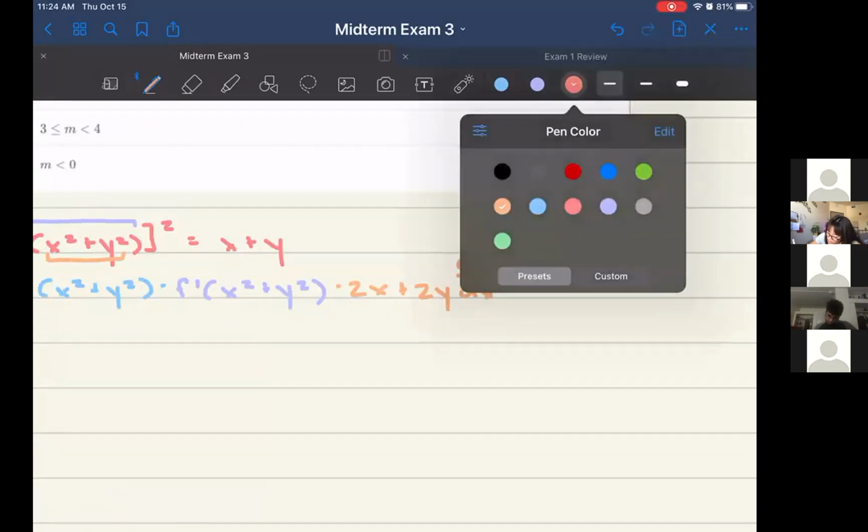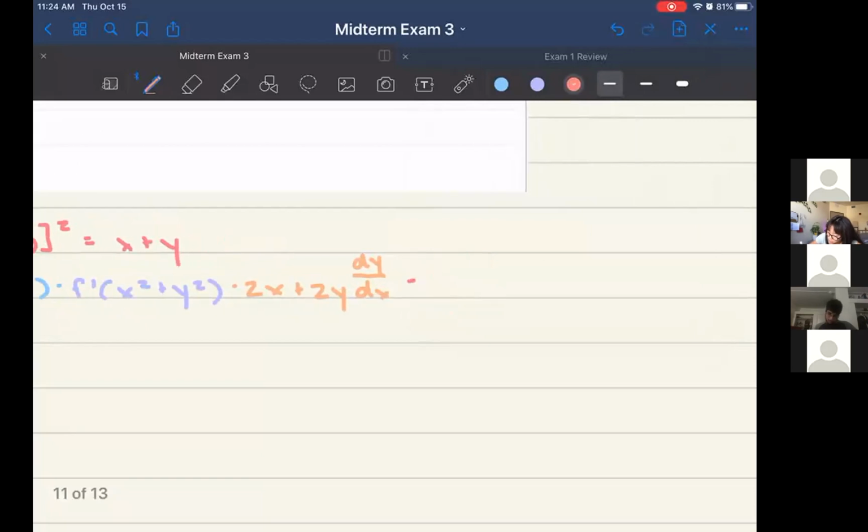And then that is going to equal, the derivative of x is just 1. And then the derivative of y is going to be 1 times dy/dx.